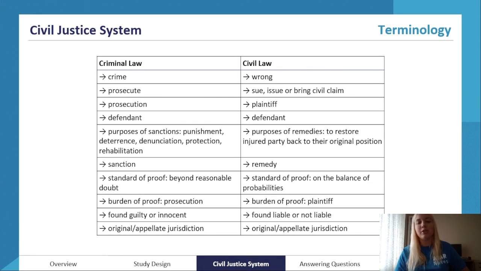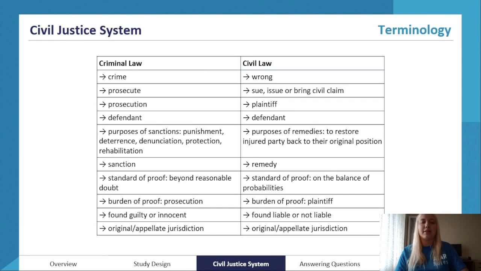So the correct terminology is that they sue, issue, or bring a civil claim to court. I don't see sue being used very often, simply for the reason that that's implying that the plaintiff only wants damages, monetary compensation from the defendant, which is not always the case. So issue or bring civil claim is the preferred terminology.